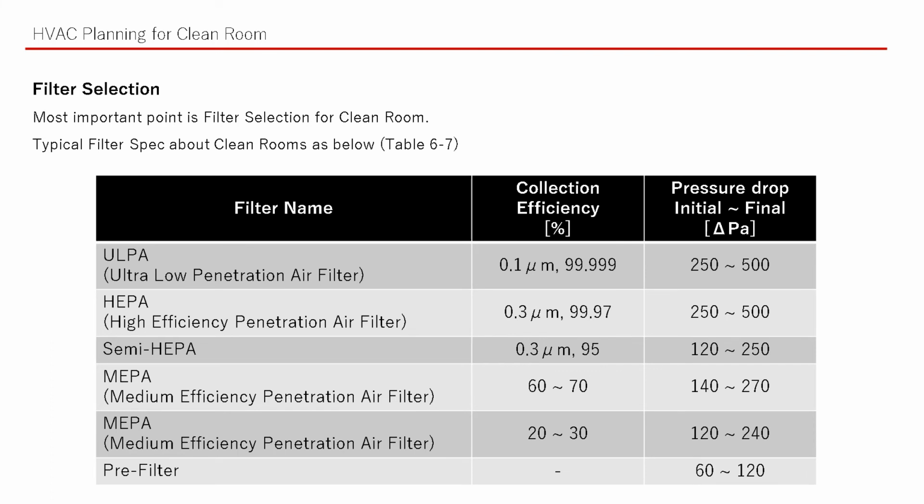Next, filter selection. The most important point for a clean room is filter selection. We show typical filter specs for clean rooms in table 6-7. Each filter has a collection efficiency. If you want to control particles of 0.1 micrometer, we have to use ULPA filter. HEPA filter cannot control particles of 0.1 micrometer. On the other hand, if we just use ULPA filter, it is easily clogged by particles. Designers need to consider the combination of filters and the static pressure for fans from initial and running cost.